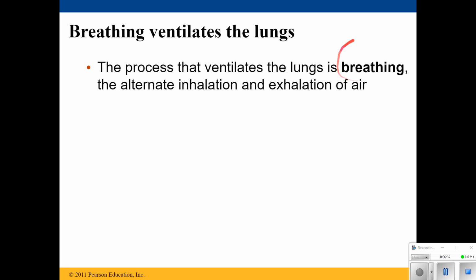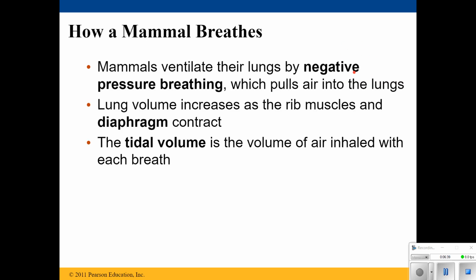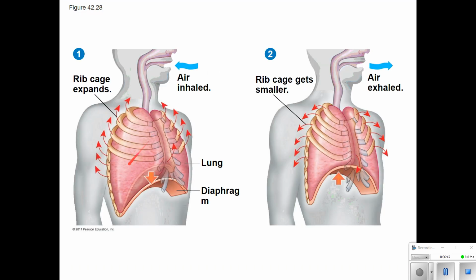The process of breathing helps us ventilate our lungs. The part of our body that actually helps us do that is our diaphragm. As our diaphragm contracts, it expands our lungs, it expands our rib cage. By creating more volume and expanding, air basically rushes into our lungs and fills up that volume.